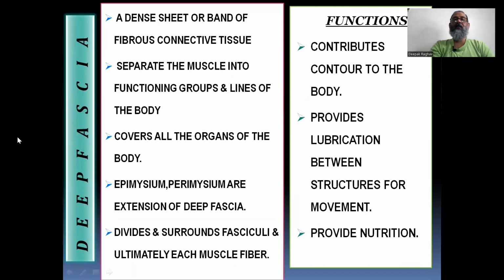Deep fascia. A dense sheath or band of fibrous connective tissue separates the muscle into functioning groups and lines the body, covering all the organs of the body. Epimysium, perimysium, and extensions of deep fascia divide and surround fasciculi, and ultimately each muscle fiber. Functions of the deep fascia: contribute contours to the body, provide lubrication between structures for movement, and provide nutrition.